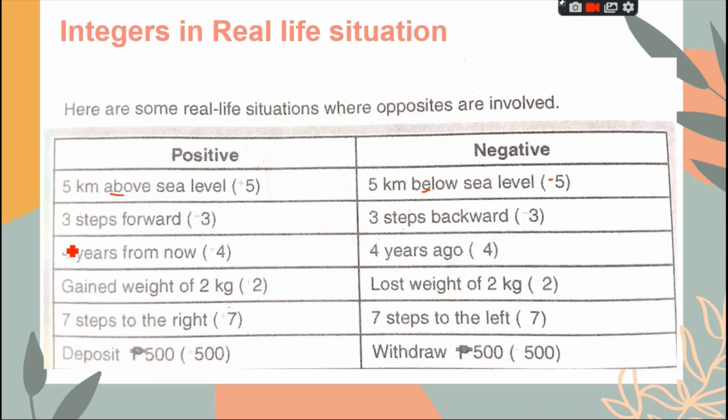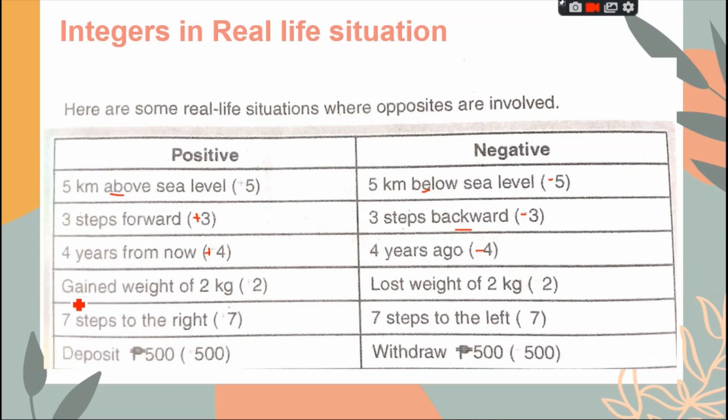Another example, 3 steps forward. When we say forward, we are adding. So 3 steps means plus 3. When we say backward, it means we are subtracting, and this means negative 3. 4 years from now, it means positive 4. Or 4 years ago, ago means in the past, so this means negative 4.